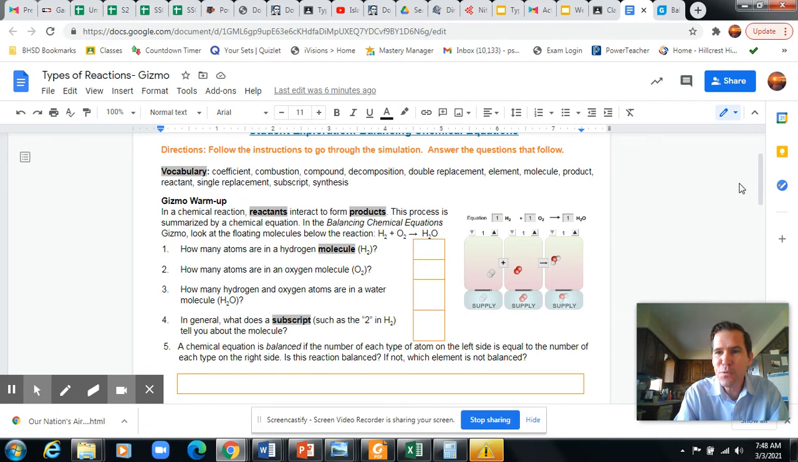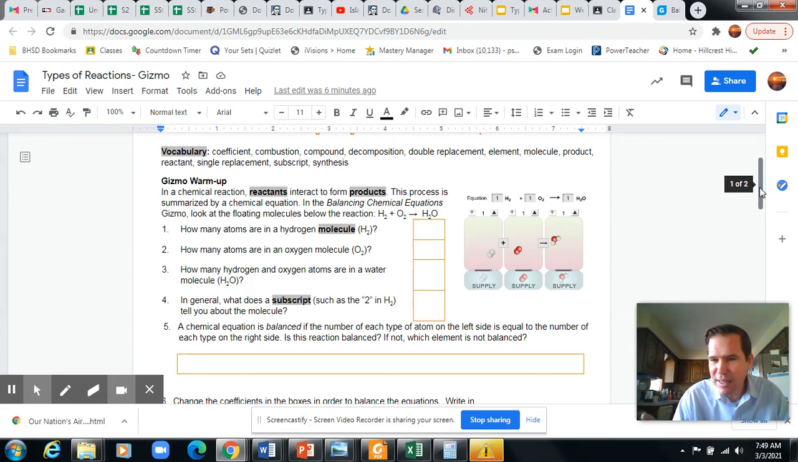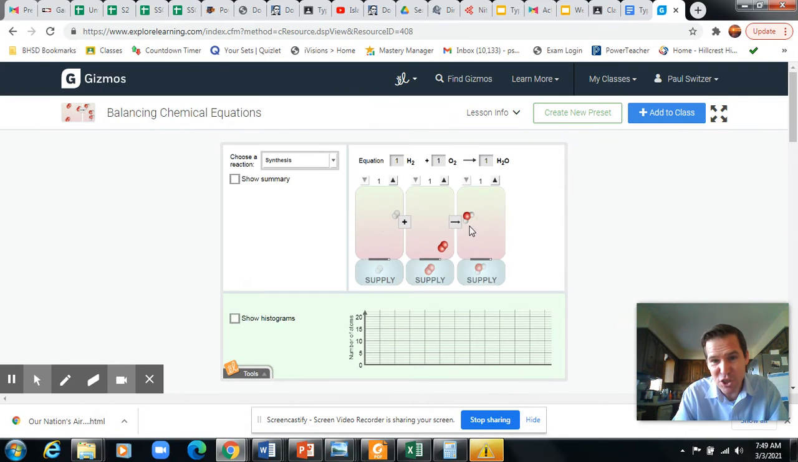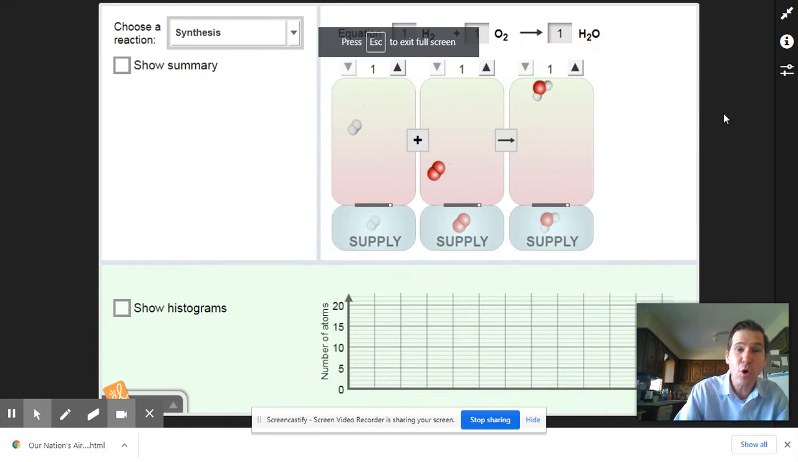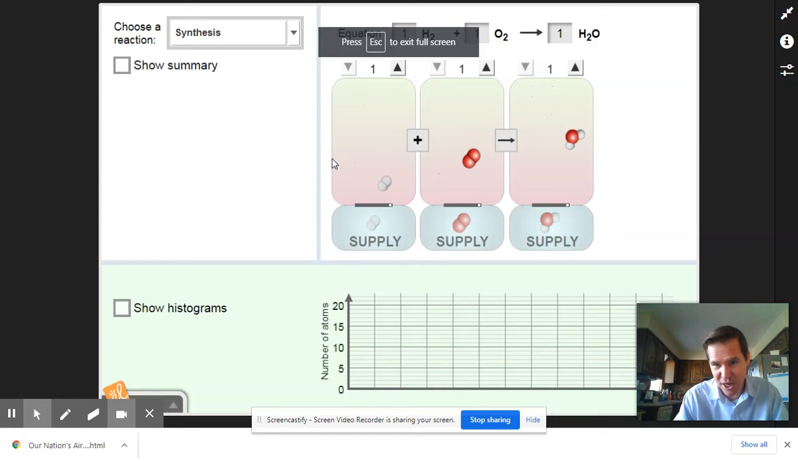The first thing you need to do, as you know with all Gizmos, is read and follow the directions. These first few questions are asking you about molecules and atoms, so it's a real nice review. Like I said, you're just reading and following directions here. For question number 5, they're asking you, is the equation balanced? All of this is linked to the first equation that you're going to see when you open up the Gizmo, so there's nothing you need to change here.